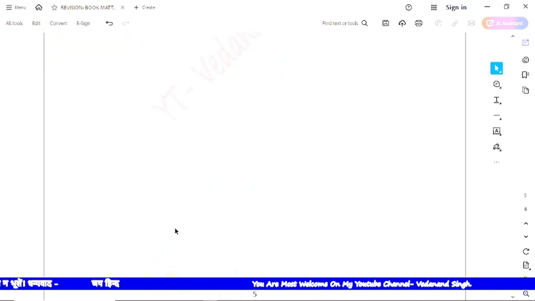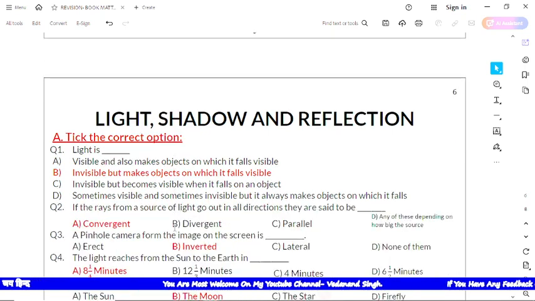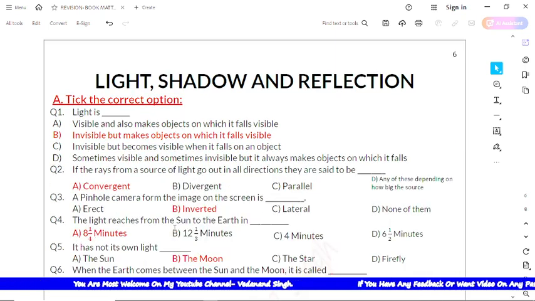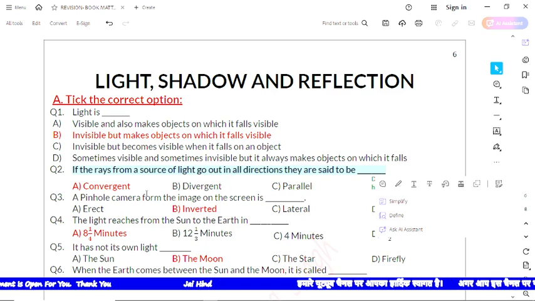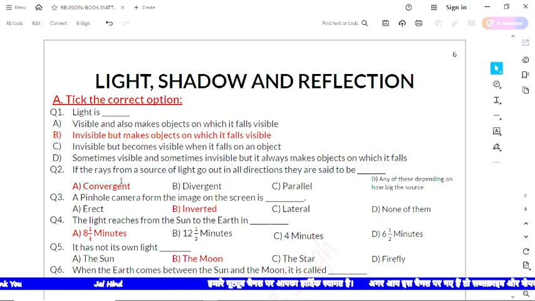Now we come to the next unit. This unit is light, shadow, and reflection. Light is invisible but makes an object visible when it falls on it. Now the next: if the rays from a source of light go out in all directions, it is said to be divergent. That is, A is the correct option for this question.